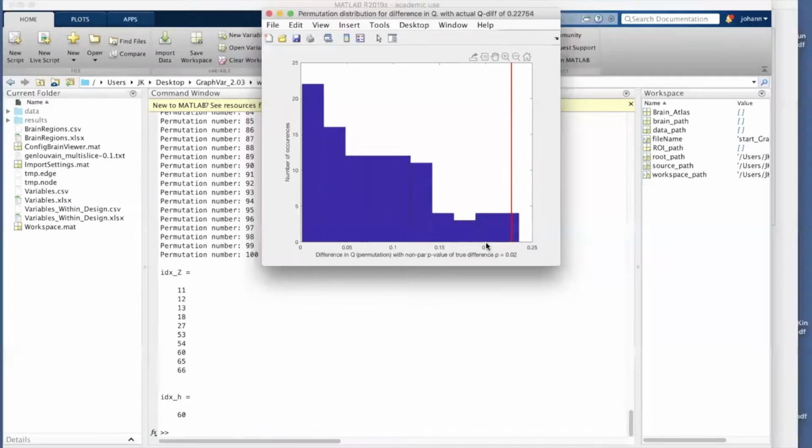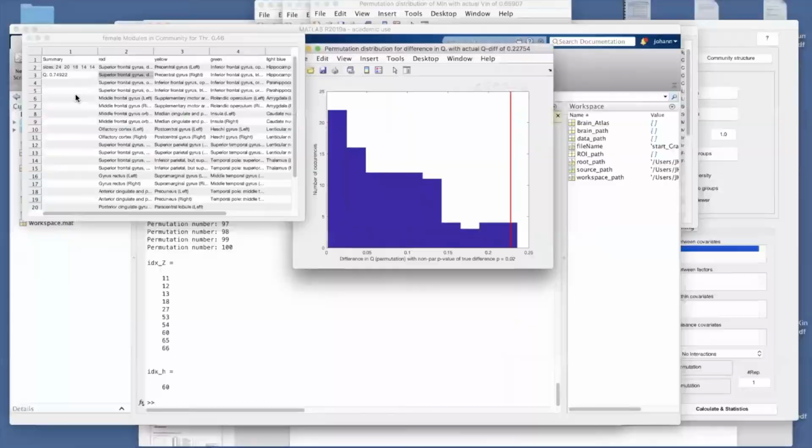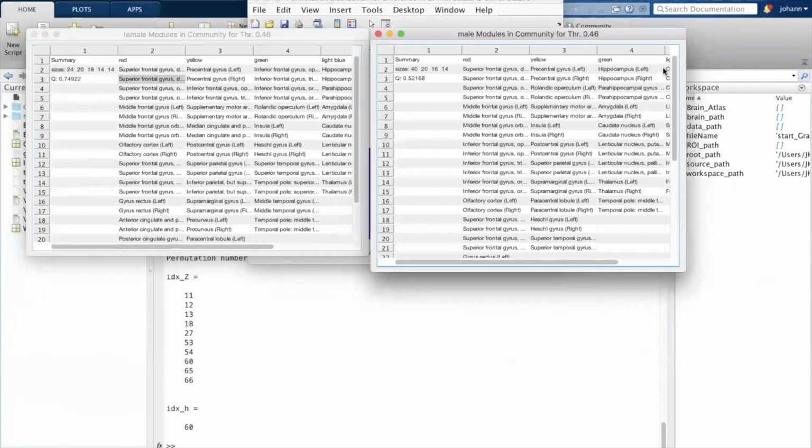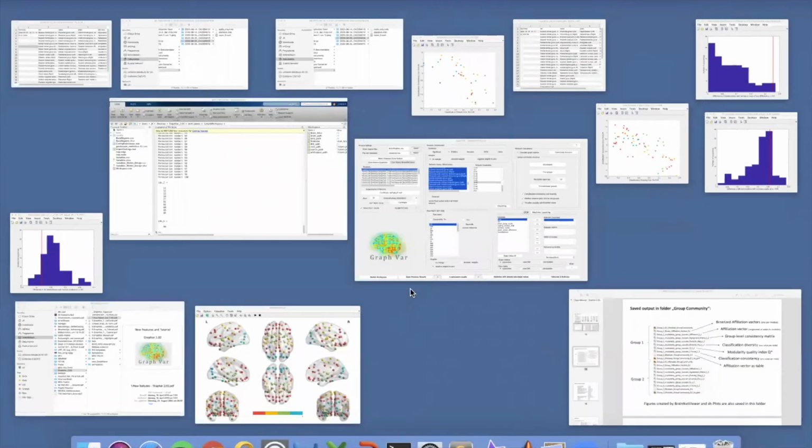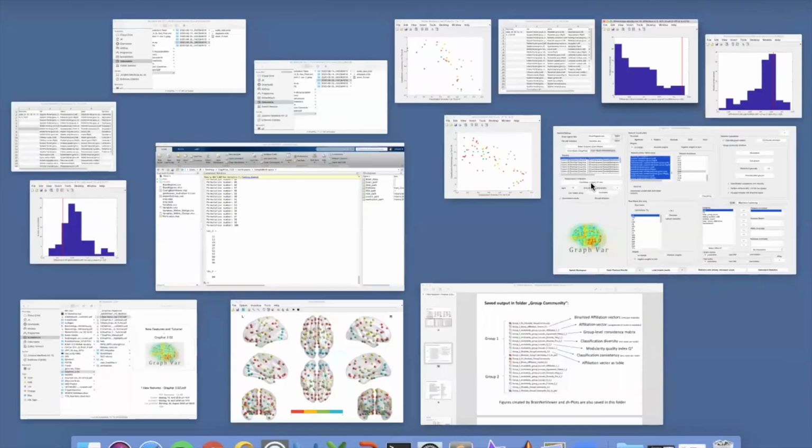So we can say that the 2 groups here, females and males, are significantly different with respect to the quality measure of how modular their partitions are organized. Okay, now let's have a look at whether the assignment of nodes to those clusters would also be significantly different between the groups. So this is again our Q, so this is different.